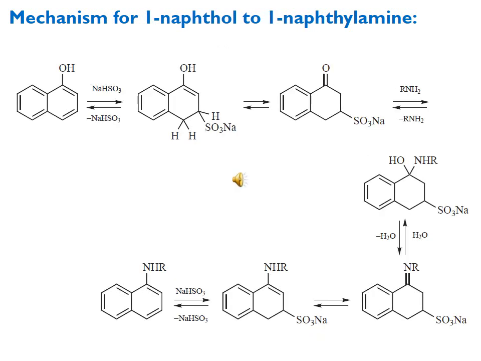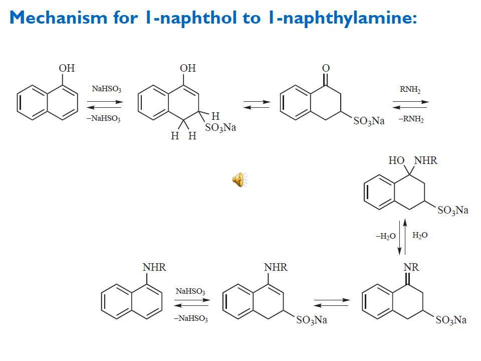Here is the general mechanism for the conversion of 1-naphthol to 1-naphthylamines. This general reaction is given with respect to sodium bisulfite. Here you can see the first reaction of alpha naphthol with sodium bisulfite, giving an addition adduct. Some steps are removed in the general mechanism, which will be discussed in the step by step mechanism.